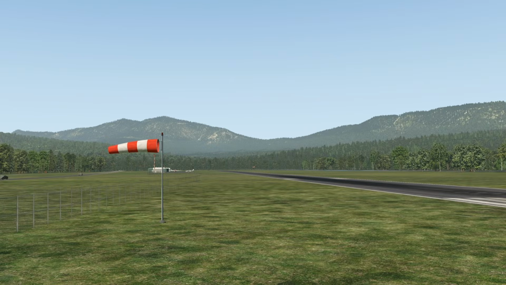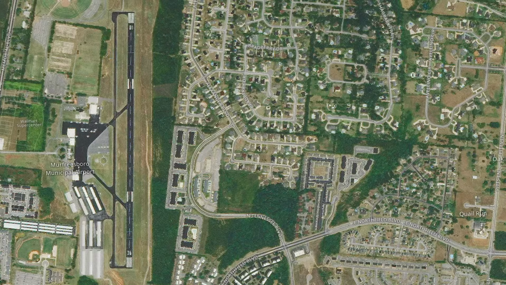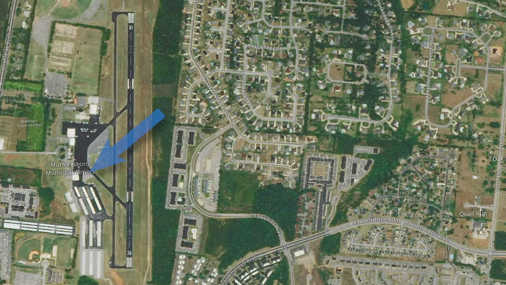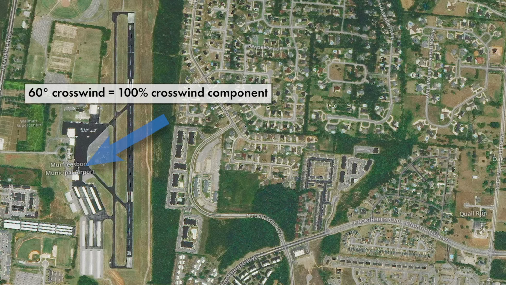When making runway decisions in real time, it's useful to have a quick rule of thumb for estimating the crosswind component. The rule is this: if the wind direction is 30 degrees off the runway direction, the crosswind component is half the total wind speed. If it's 60 degrees off the runway direction, consider the crosswind component to be equal to the total wind speed.